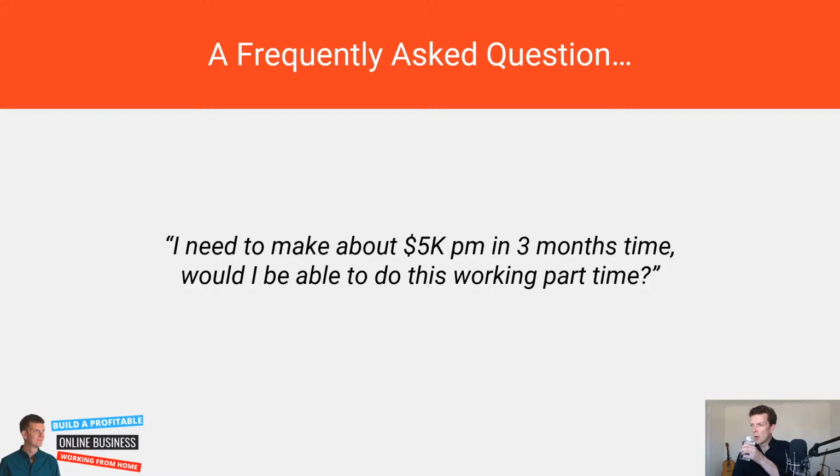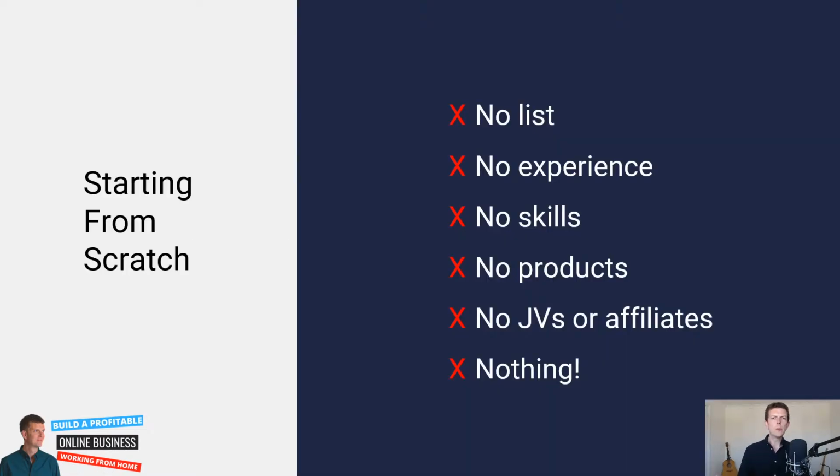So let's have a look. Okay, looks good. Right. So this is what we mean. No list, no experience, no skills, no products, no JVs, pretty much nothing. All right. And obviously, like I said, people start at different levels, but this is the simplest thing to do. That's why we've picked it here.